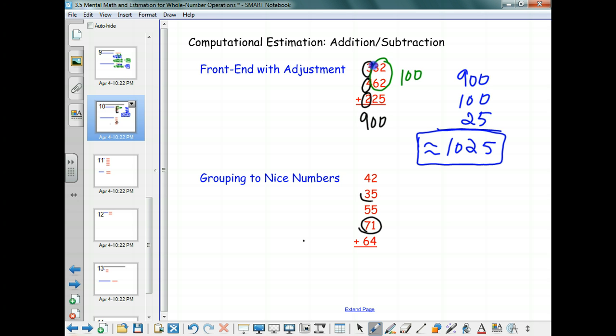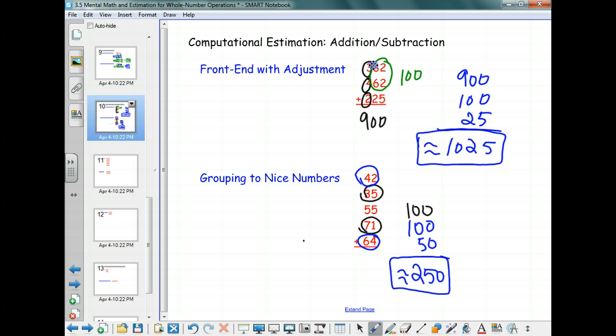The 71 and 35 look like a good pair. This one's about 100. What else? Yeah, the 42 and the 64 look pretty close to 100, right? And then the 55, it's about 50. Leave it at 55 if you want. I don't even care. But either leave it at 55 or you say that it's about 50. And you end up with about 250.